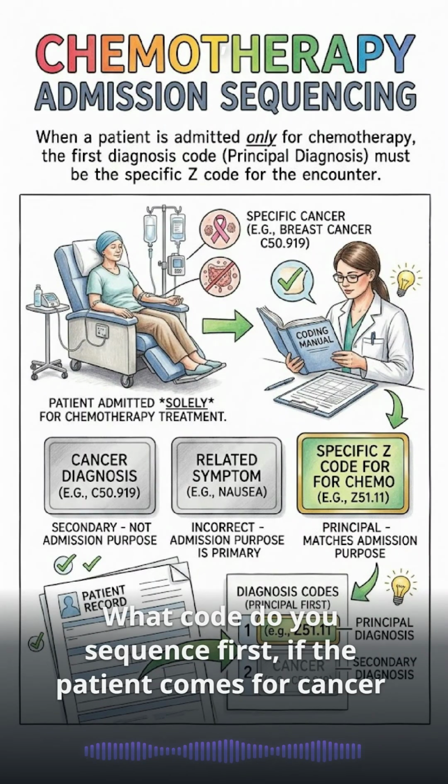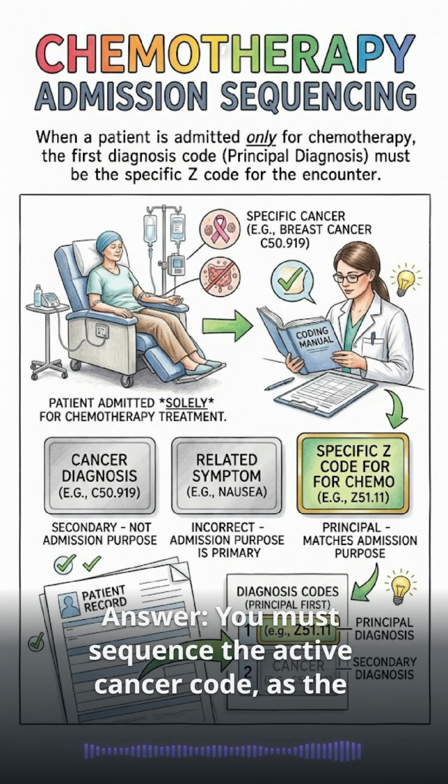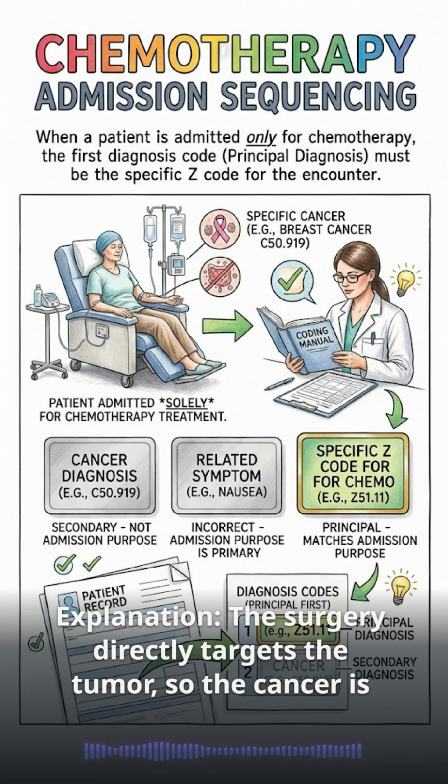63. What code do you sequence first if the patient comes for cancer removal surgery? You must sequence the active cancer code as the primary principal diagnosis code. The surgery directly targets the tumor, so the cancer is the main admission reason.